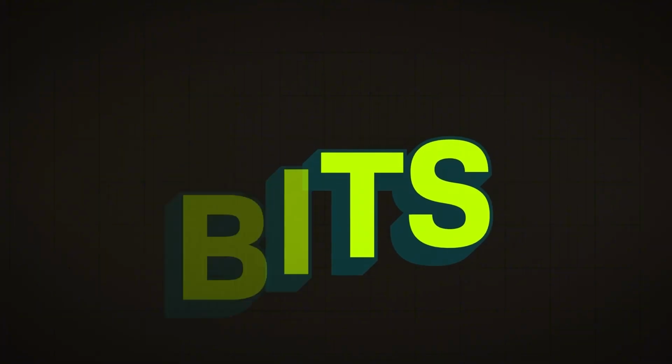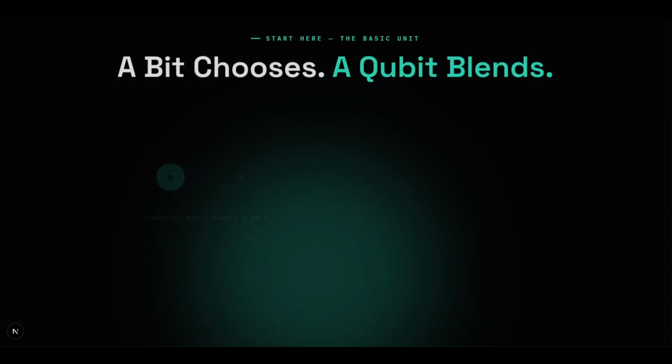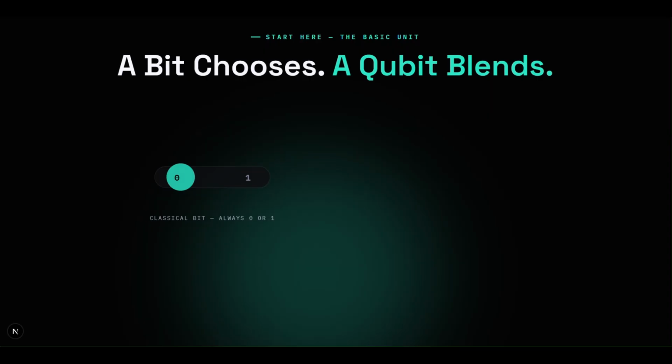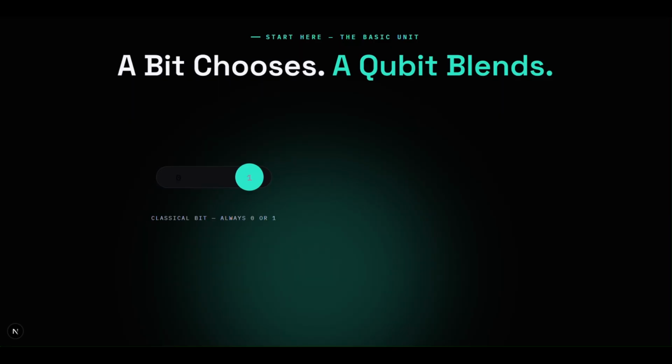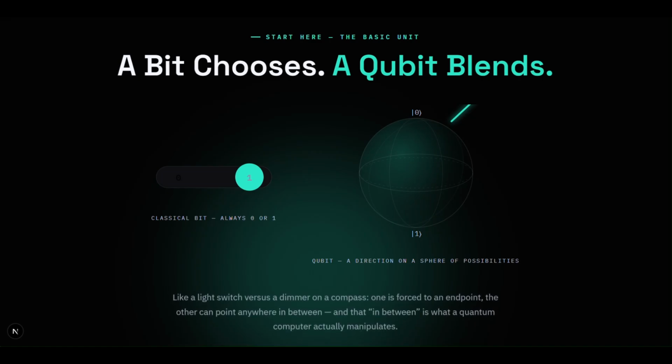A classical bit is like a light switch. It's forced to one of two positions, 0 or 1, nothing in between. A qubit is different. Picture a compass needle that can point anywhere on a sphere between those two poles. That in-between isn't a trick, it's the actual object a quantum computer works with.